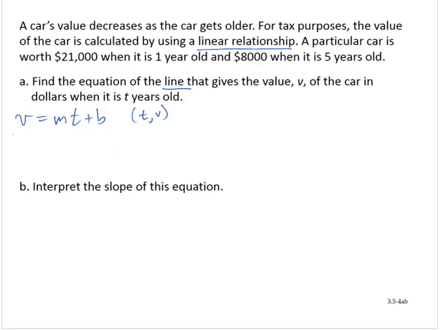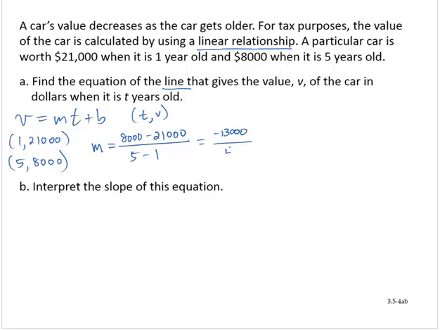So our ordered pairs would be 1, 21,000, and 5, 8,000. To find the slope, m would equal 8,000 minus 21,000 over 5 minus 1. So that would give us negative 13,000 over 4.